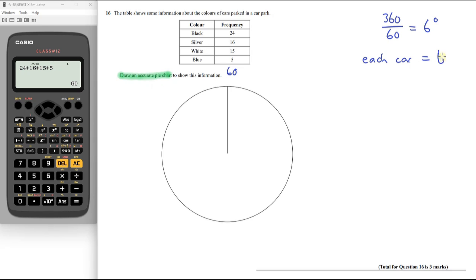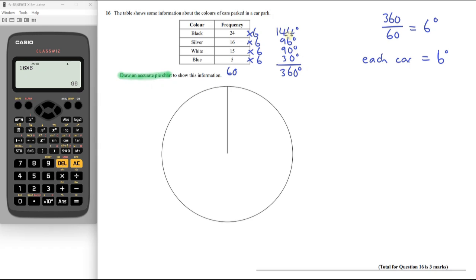So that means that each car is equal to 6 degrees. So if we have the black, we know there are 24 black cars, so we can just multiply that by 6. So 24 times 6, we get 144. So it's going to be 144 degrees. We do exactly the same for silver. 16 times 6, that's 96 degrees. Do the same for white. 15 times 6, well, that's just going to be 6 less than 96, which is 90 degrees. And then 5 times 6 is 30. So these should add up to 360 degrees. I'm not going to check it, but I'm just going to assume they do.